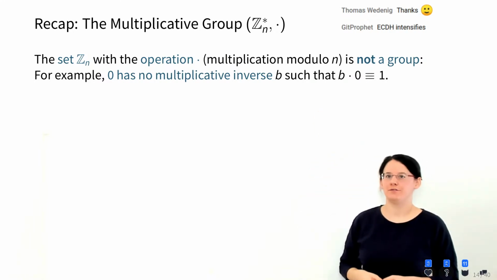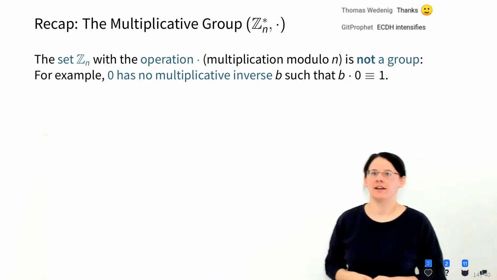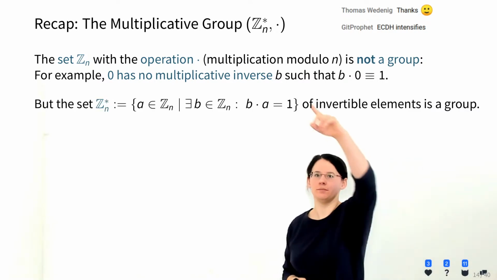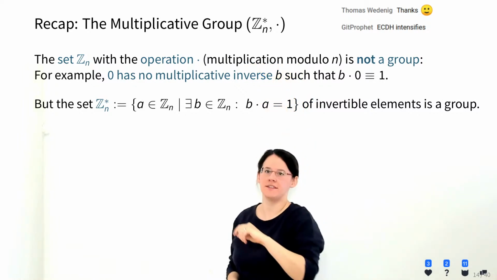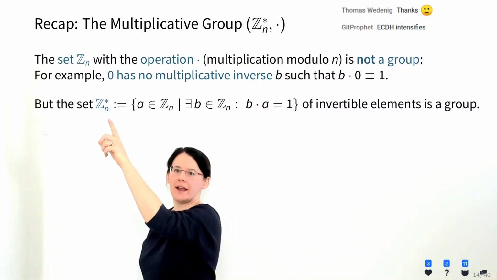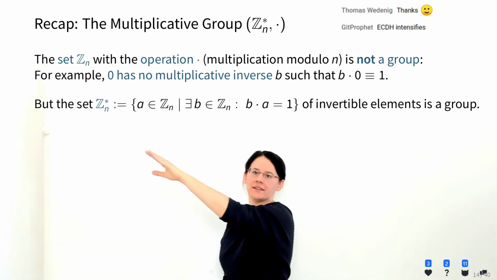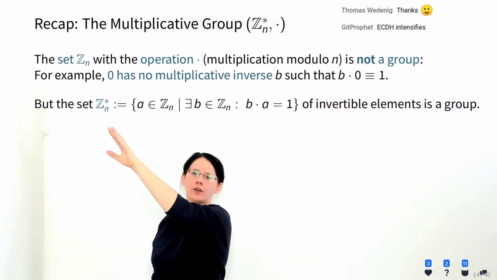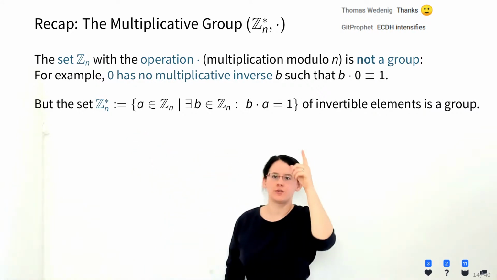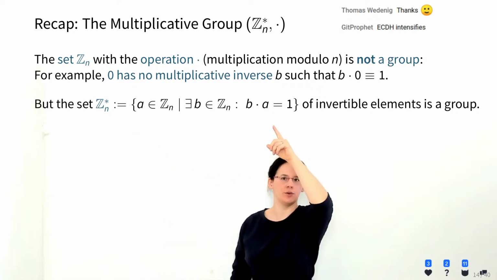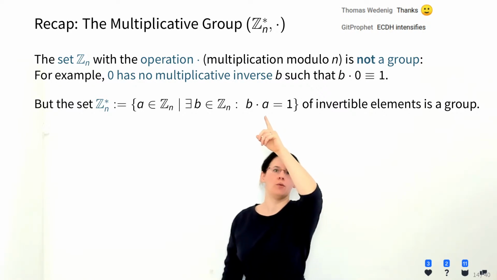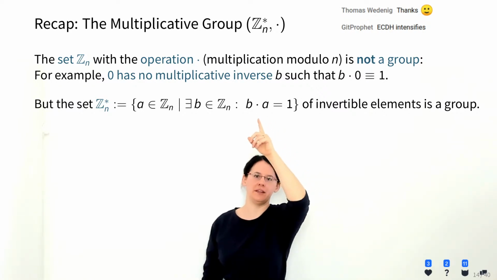Okay, so just taking modulo n and multiplication doesn't quite work out. However, we can easily fix this, and this fix is what is denoted by this star in the set here, or also here. So by adding a star here, what we mean is we take the numbers modulo n, however, we keep only those that also have a multiplicative inverse. So we only keep the a's where there exists an element b such that b times a equals 1.